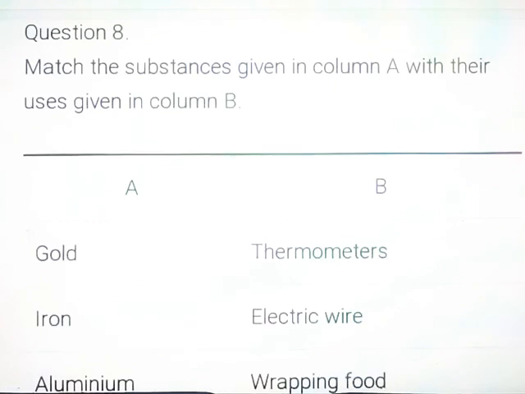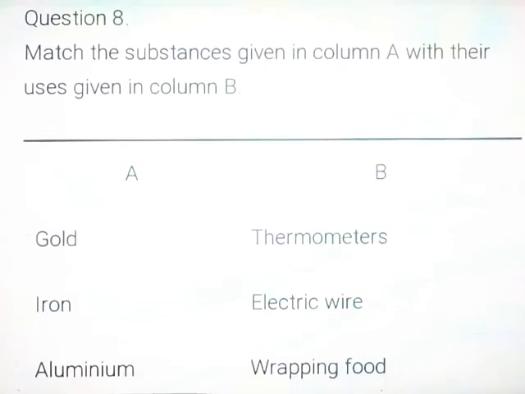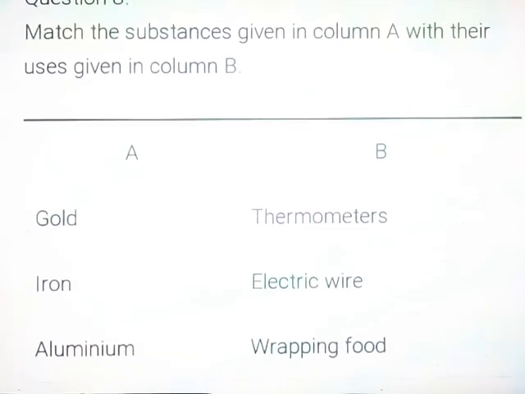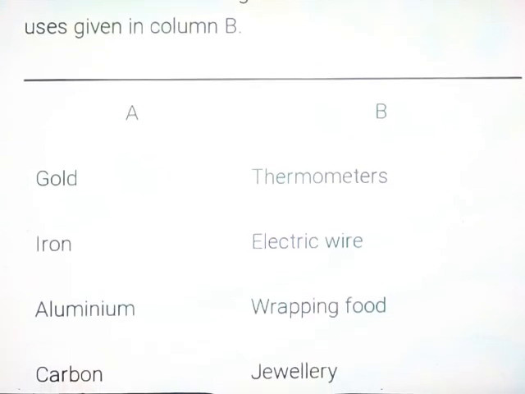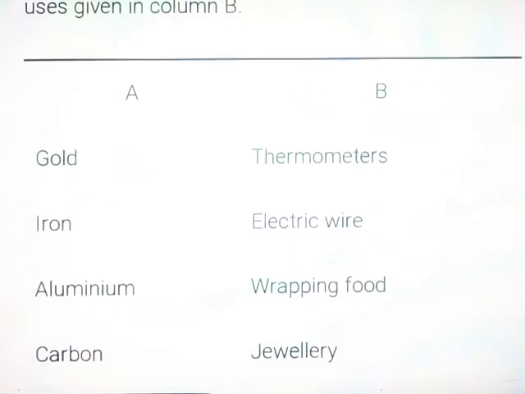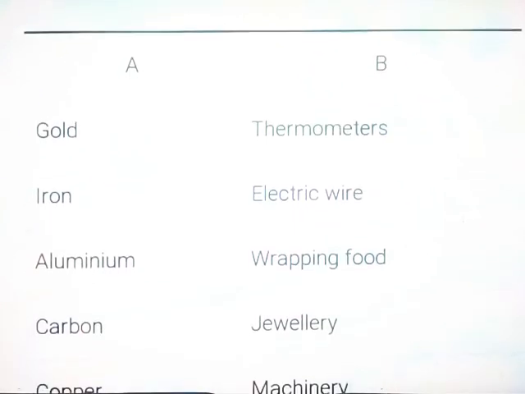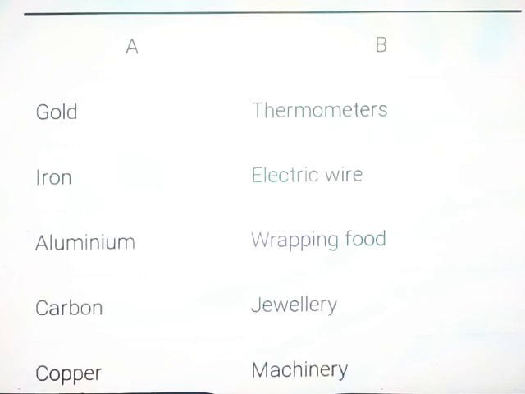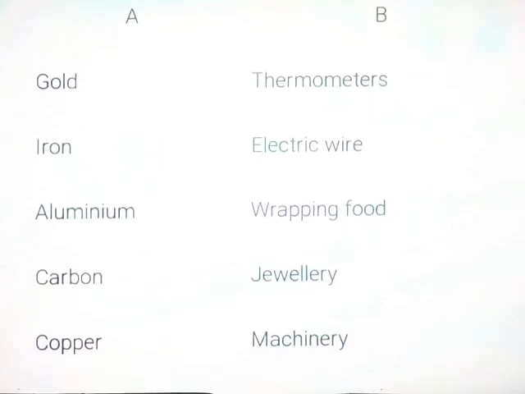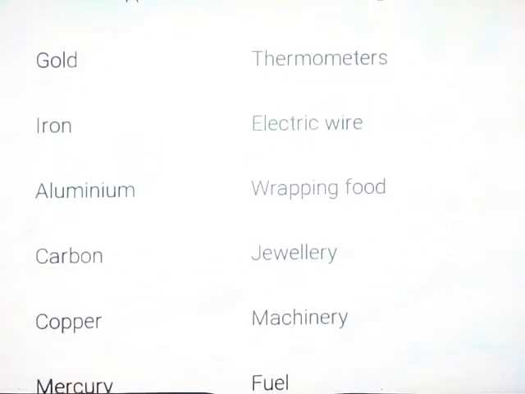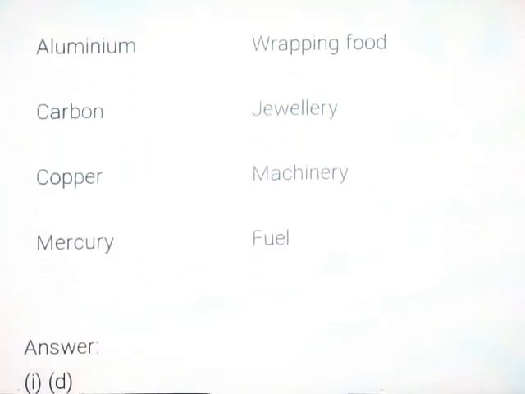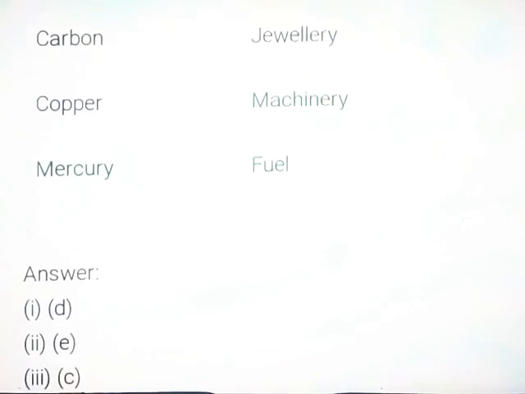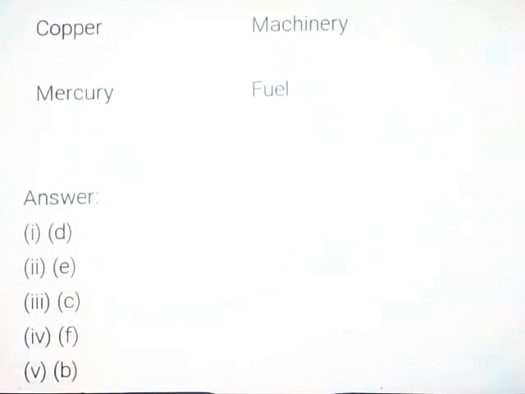Question number 8. Match the substances given in column A with their uses given in column B. Gold, thermometers; iron, electric wire; aluminium, wrapping food; carbon, jewelry; copper, machinery; mercury, fuel. Answer is D, E, C, F, B, A.